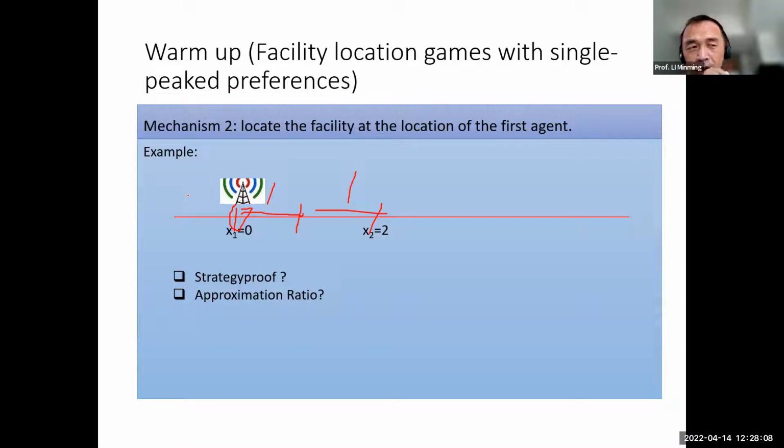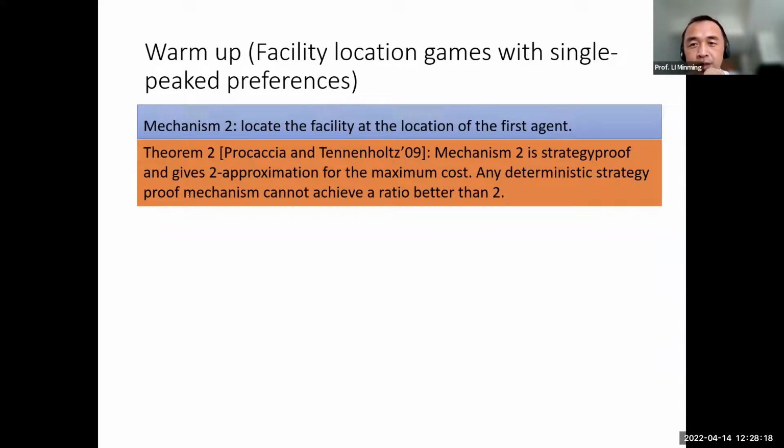But that's a very good point. I will come back to it, as I promised, at the end of the lecture when we talk about variance. So this is again from that same paper. They show that placing the facility at the leftmost point is a 2-approximation. At the same time, they show something more: any deterministic strategy-proof mechanism cannot achieve a ratio better than 2. So basically, the one we explained is the best possible. Nobody can achieve better.